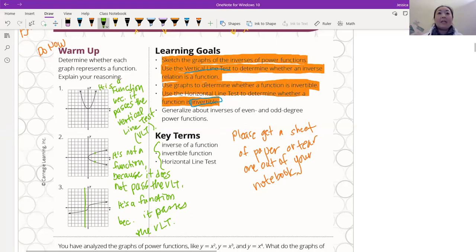All right, and learning goals today, sketch. So we are going to be sketching graphs of inverses of power functions using the vertical line test, which is the thing that we just did, to determine whether an inverse relation is a function, to use graphs to determine whether a function is invertible, and to use the horizontal line test to determine whether a function is invertible, right?